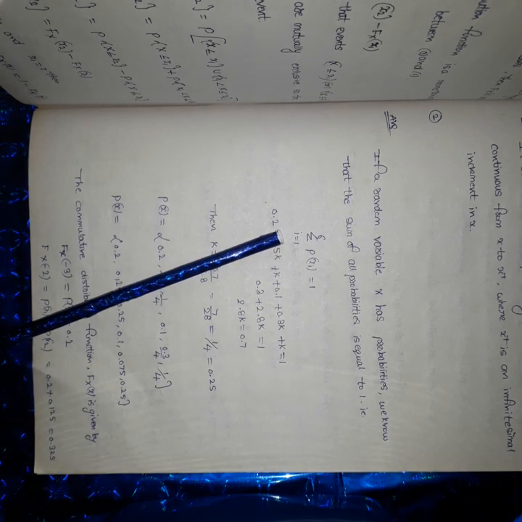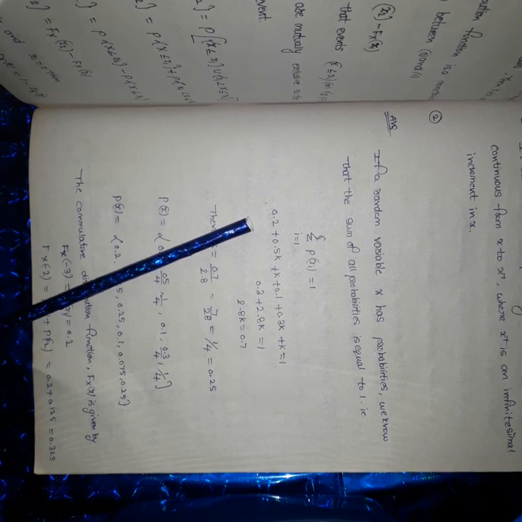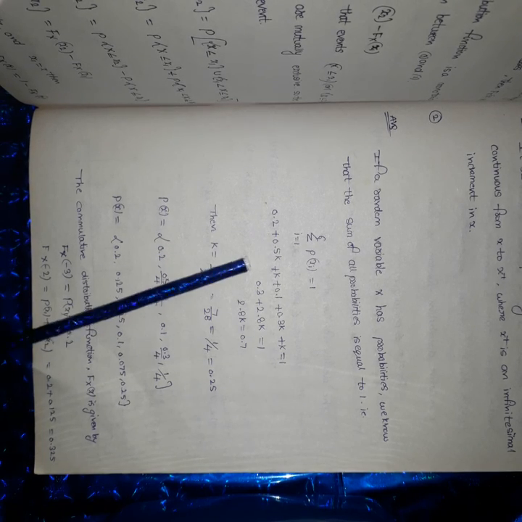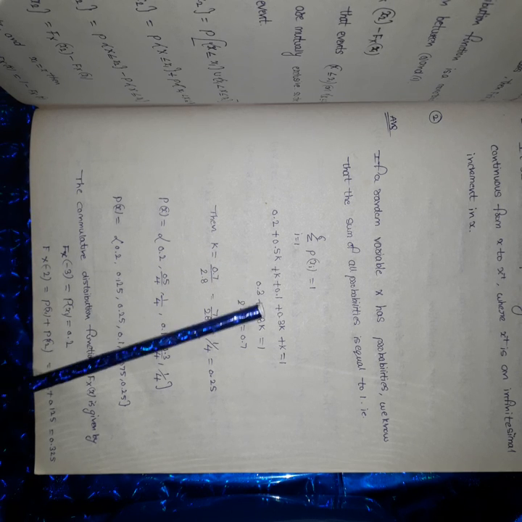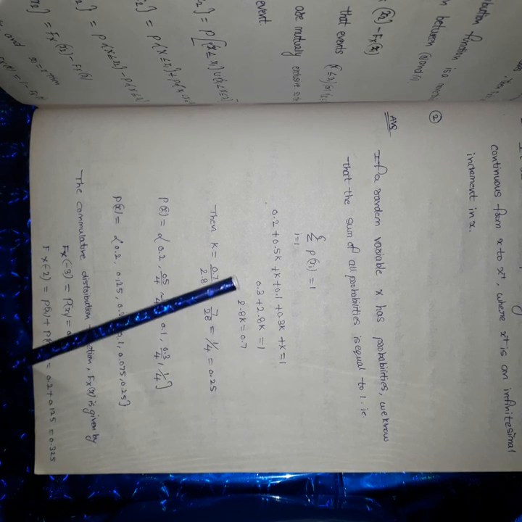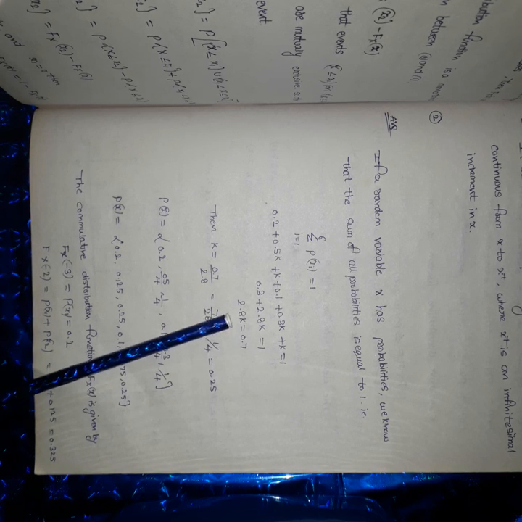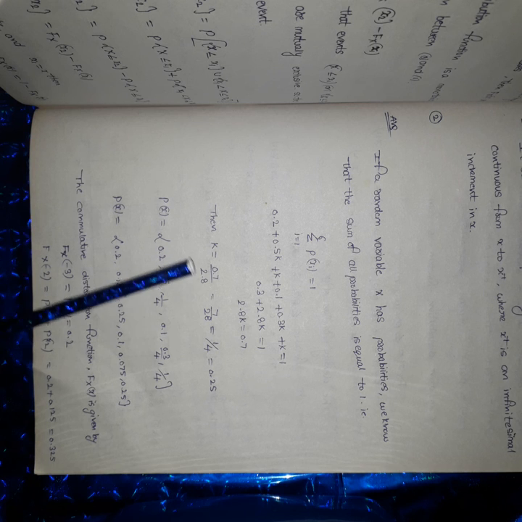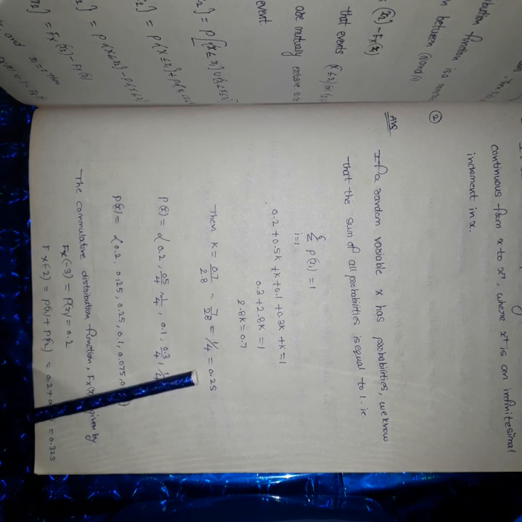Summation over i equal to 1 to 6 of P(x) is equal to 1. Here, from the table, you have to see that this is the problem. From the table, 0.2 plus 0.5k plus 0.1 plus 0.3k plus k is equal to 1. 0.3 plus 2.8k is equal to 1, 2.8k is equal to 0.7, then k is equal to 0.7 by 2.8, which is nothing but 7 by 28. The value is 1 by 4, which is 0.25.